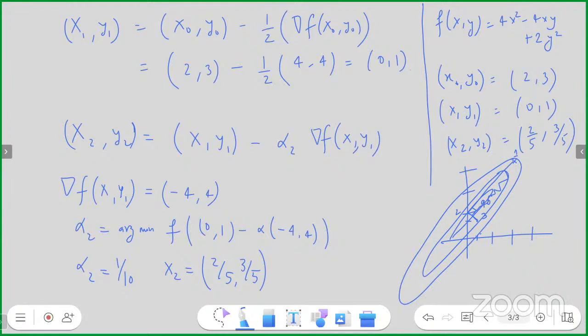So x2, y2 is x1, y1 minus alpha 2 times the gradient at x1, y1. Now, I'm also trying to minimize with respect to alpha 2. What will be the optimizing choice in terms of this x1, y1 and the gradient at x1, y1? Now it's connecting itself, right, in some way.